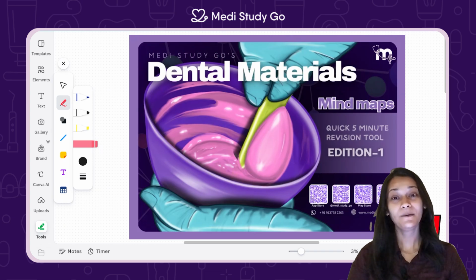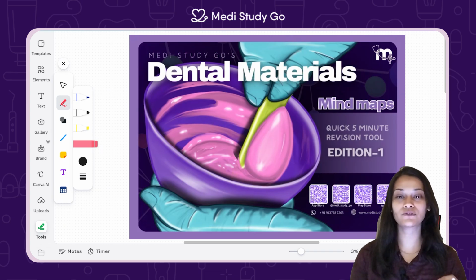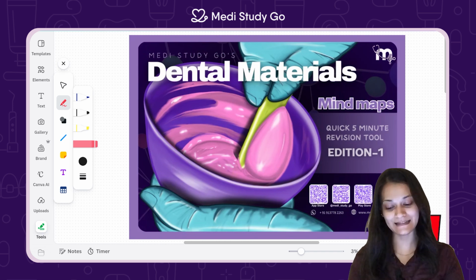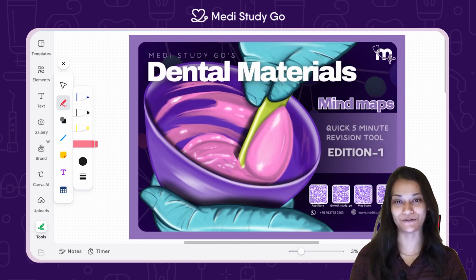Well, not again. But this is one of those topics of dental material that has been asked in NEET multiple number of times, has been asked in examinations as a short answer and a long answer, and hence it makes it really important for you to learn.